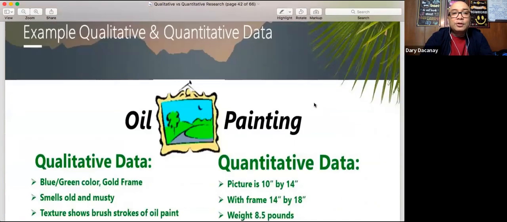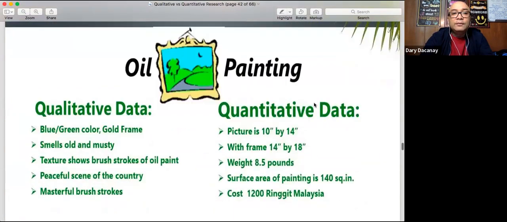So examples of qualitative and quantitative data, let's say an oil painting, qualitative data. You see the descriptions here, no? It's blue, green color, gold frame, smells old, it's musty. In quantitative data, you use numbers. The picture is 10 inches by 14 inches with a frame of 14 inches by 18 inches, and et cetera.